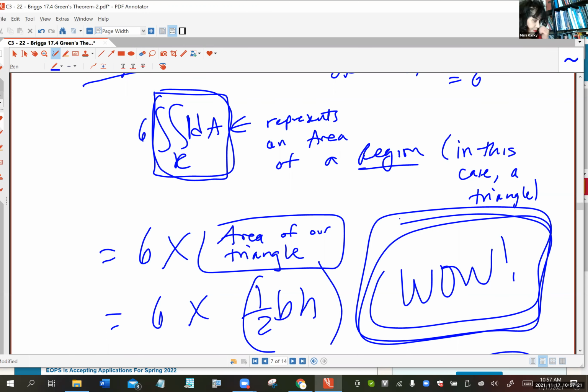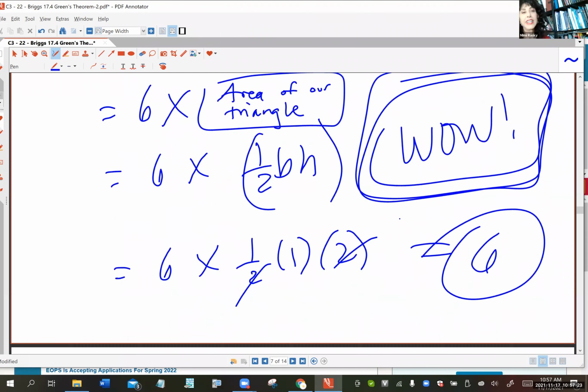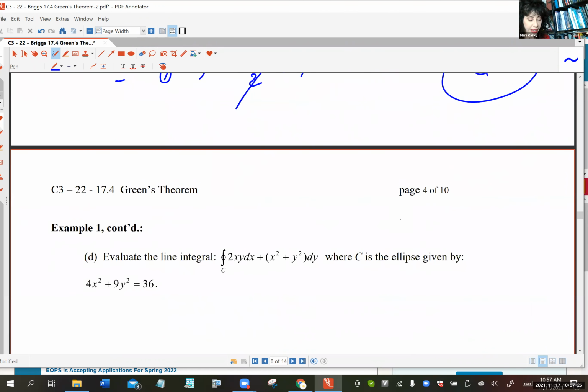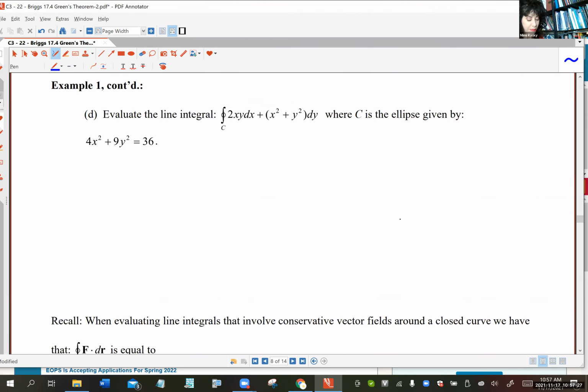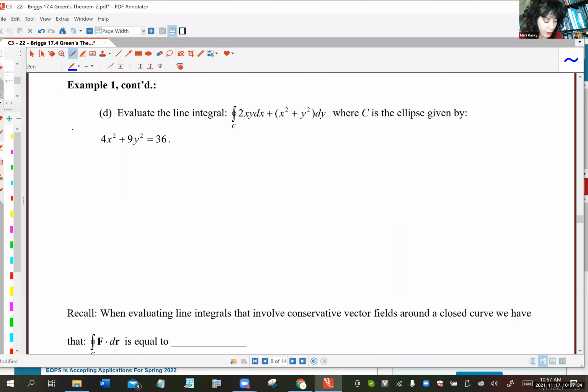Okay, now, this idea of being able to use the area is going to come up in the next problem. So check out letter D. We're going to evaluate a line integral, where the curve is definitely a closed curve, so we can use Green's theorem because an ellipse is simply connected. And the ellipse has this equation.